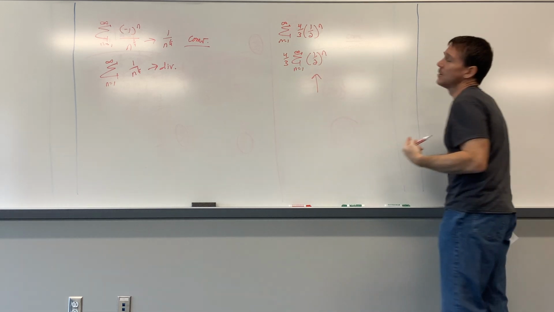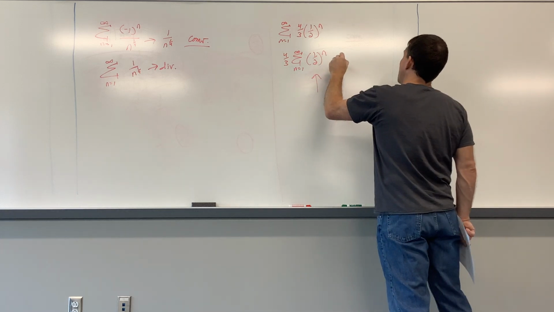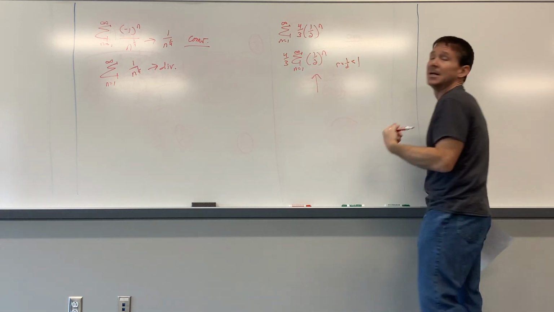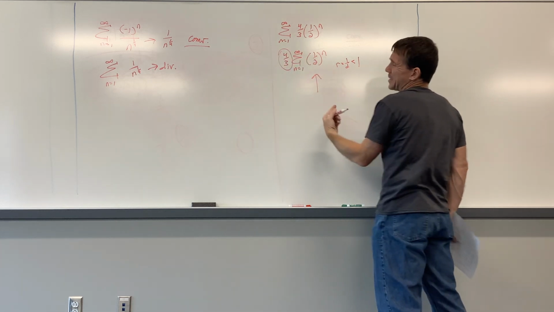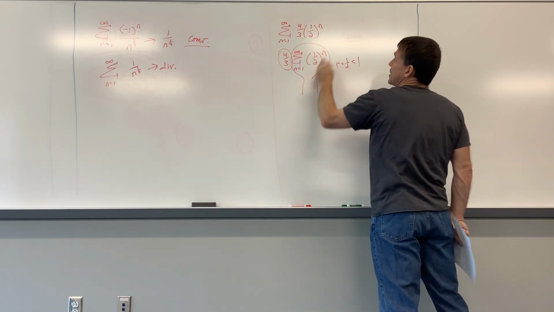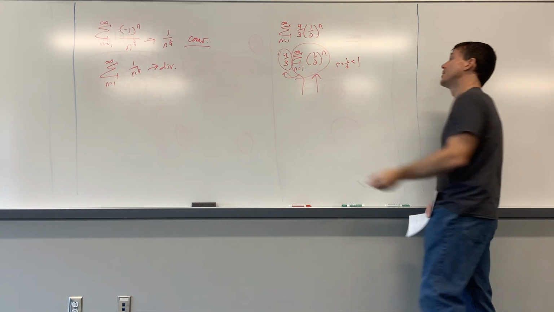This is now clearly a geometric series, and for a geometric series the ratio is 1/2, which is less than 1, so it's going to converge. And the fact that 4/3 is bigger than 1 doesn't matter. This converges to some constant, and then you multiply it by 4/3 and get some other constant. So this one converges.